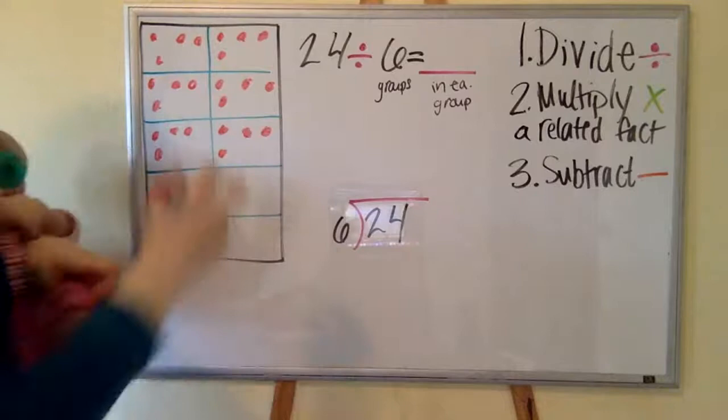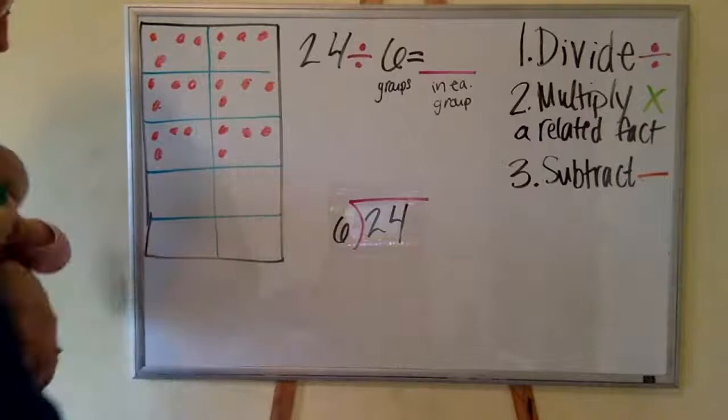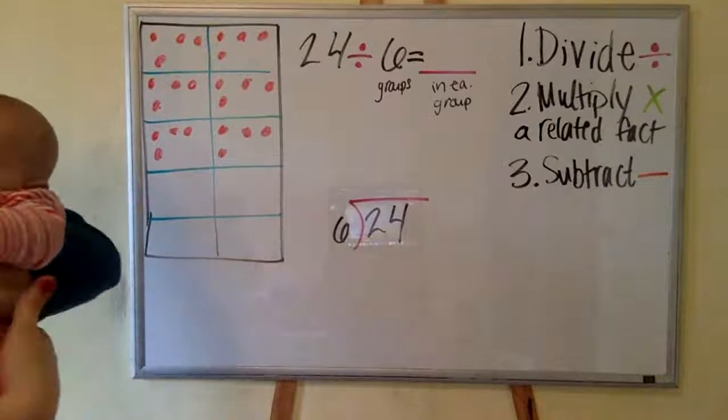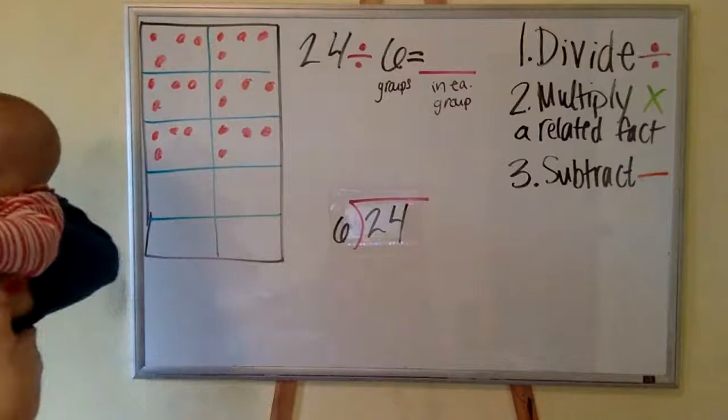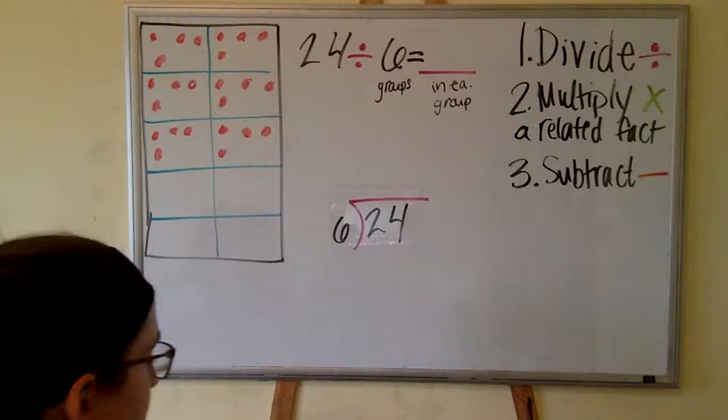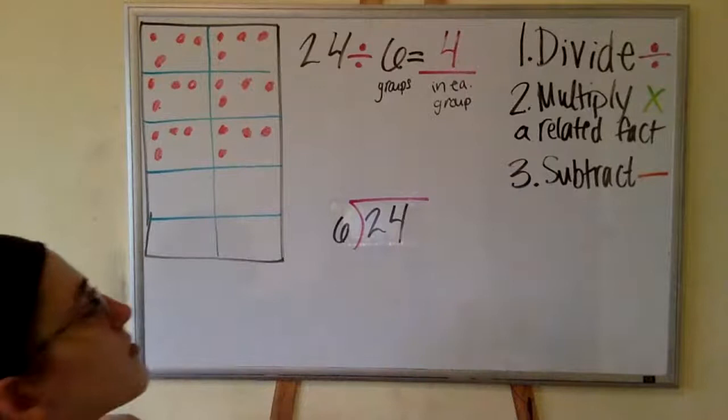Okay, you started with 24 red squares. You divided them or separated or partitioned, whatever word you'd like to use. You partitioned them into six equal groups. So you put one in each group until you ran out. How many did you find are in each group? When you divide 24 into equal groups of 6, your answer is 4. 24 divided by 6 equals 4.